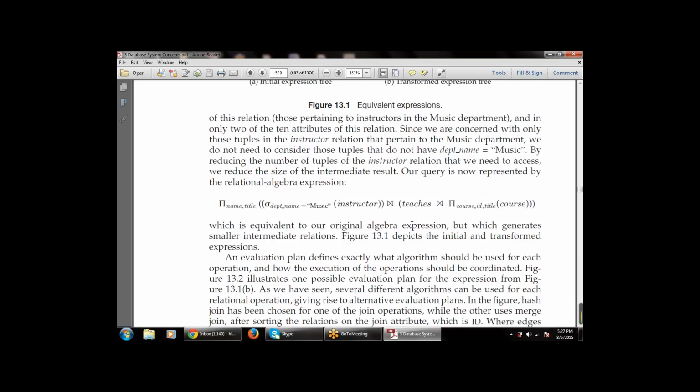So an evaluation plan defines exactly what algorithm will be used for each operation, and how the execution of the operations should be coordinated. That is, what are the various algorithms and methods that will be used for the execution of the operations, and what are the various techniques that will be used in the various expressions.